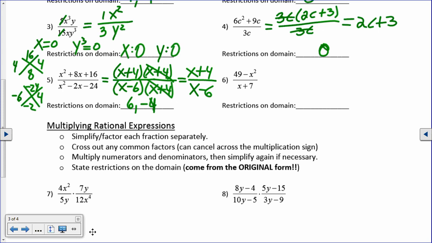Alright, I want to see if you guys can give the next one a shot. Try the next one. Factor what you can, and then cancel what they have in common top and bottom.